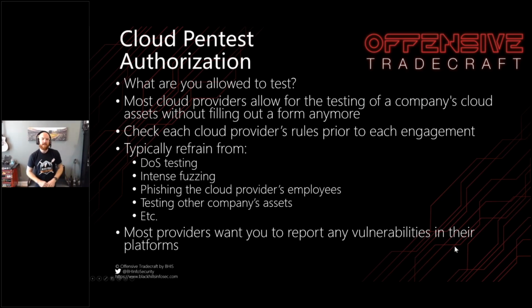Some typical no-nos: don't do any denial of service testing, don't do any intense fuzzing, because these are the types of things that break infrastructure, and the cloud providers really don't want that to happen. They don't want their infrastructure just breaking. And you can't straight up phish the cloud employees. You can't phish Microsoft employees if you're testing this company over here, which would just be bad. And you can't test another company's assets while you're testing the company that is your target.